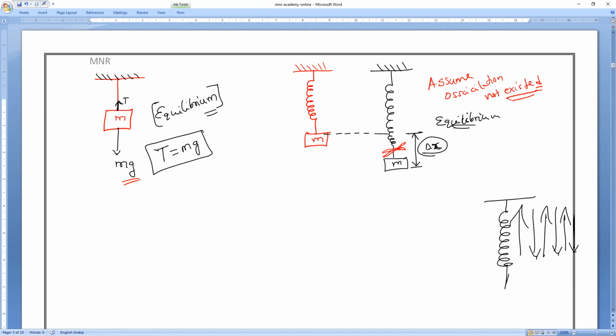Okay. So we are assuming oscillation does not exist at all. Now you tell me, the weight of the body is acting in the downward direction. So what is the weight of the body, which is equal to what? mg. Okay.